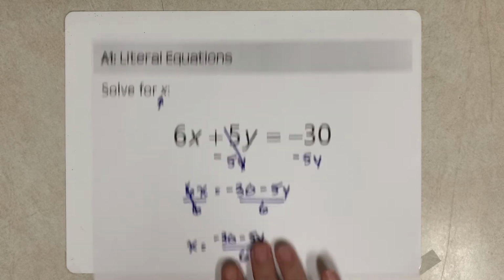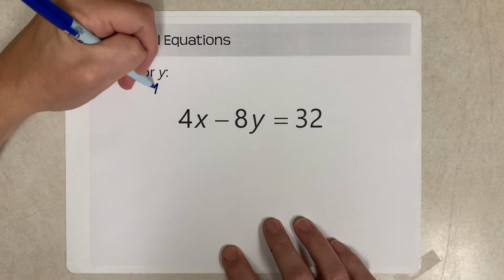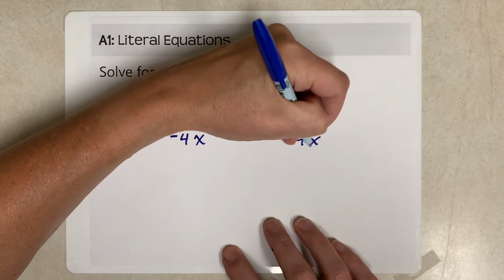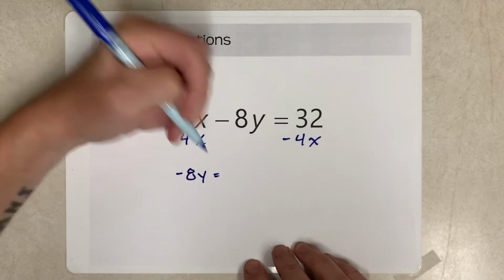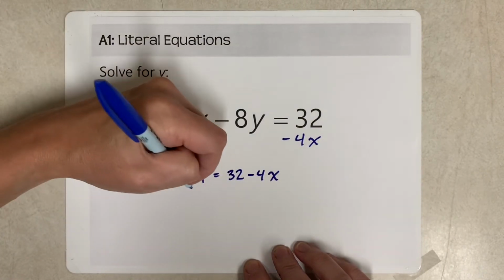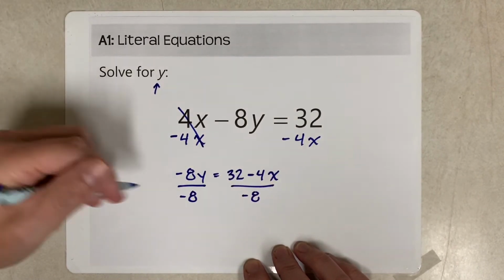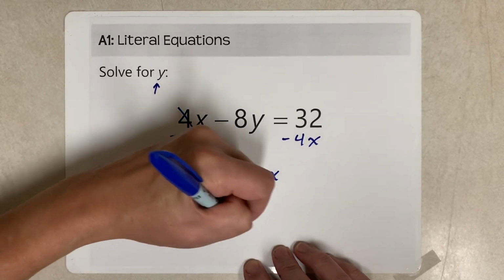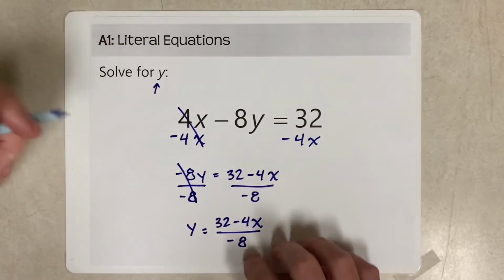I'm fine with it. Okay, this time we're going to solve for y. So we're going to move the 4x term over and bring down our negative 8y equals 32 minus 4x. And then we're just going to divide by negative 8. Kind of handle it like a two-step equation. Those cancel, and so y is equal to 32 minus 4x over negative 8. And we're done with that one.